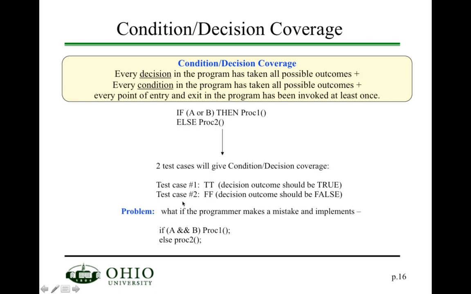Now, if you would pick your test cases like this, and a programmer or coder makes the mistake by interpreting this OR as an AND, you see, even though you reached condition decision coverage, this particular error did not get caught. Because true, true again results in this decision being true, procedure 1 being executed. And false, false will give the decision outcome to be false and procedure 2 to be executed. So there are drawbacks to these kinds of coverage analyses.